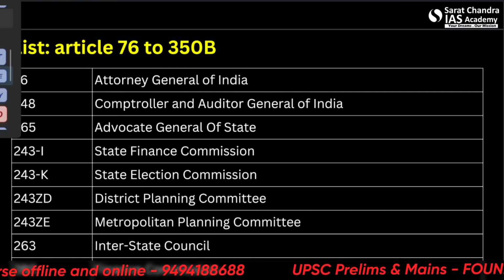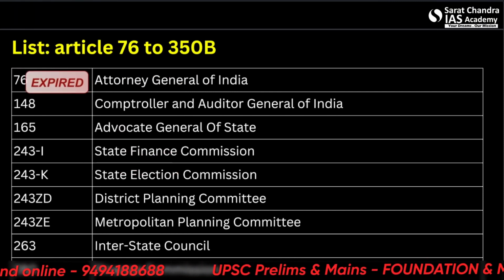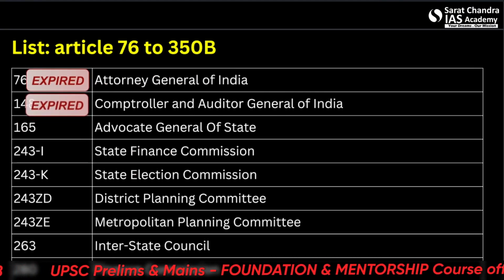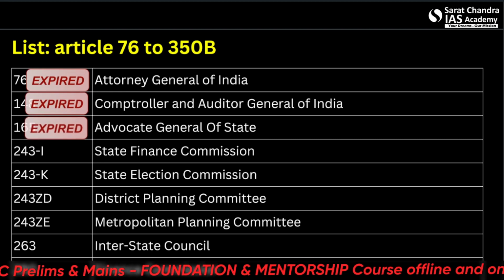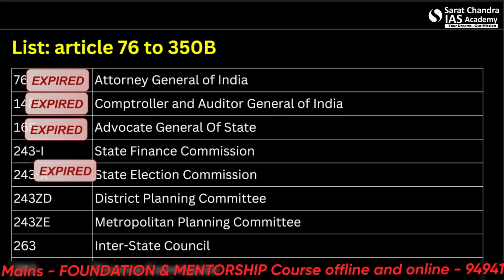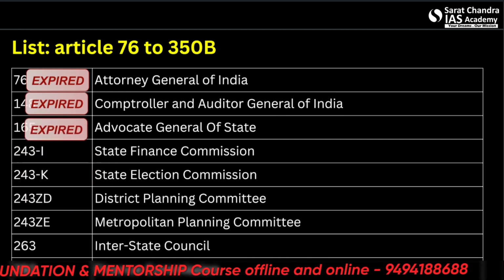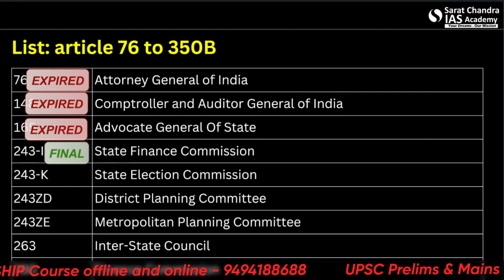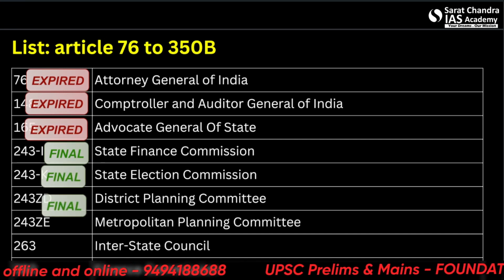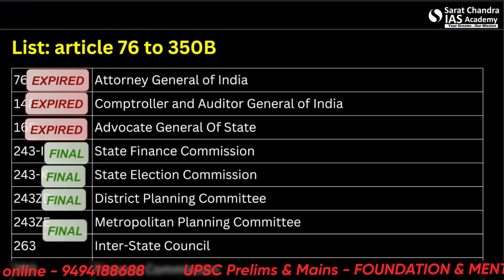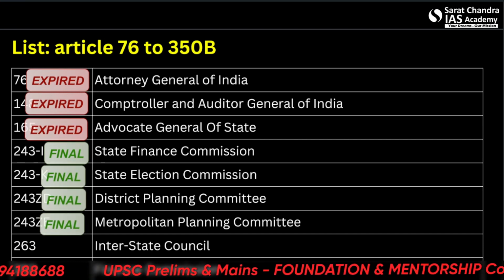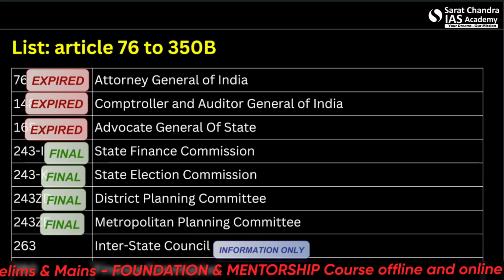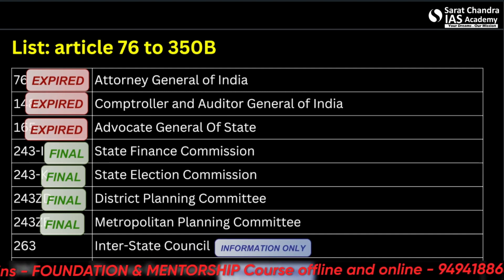All right. So let's see the red ones. So Attorney General of India. This is a constitutional post type. Comptroller and Auditor General. Advocate General of India. State Finance Commission and State Election Commission. We'll put these ones later on. Okay, so these ones, let's say I'm putting in the green: State Finance Commission, State Election Commission, and District Planning Committee and Metropolitan Planning Committee. All right, these ones you can group, Inter-State Council and Finance Commission.